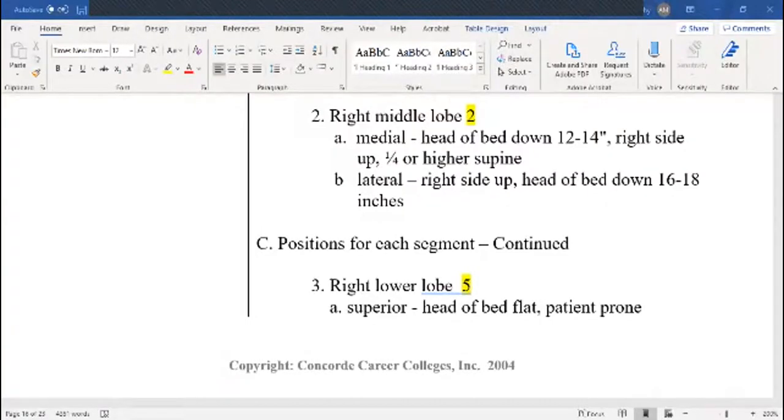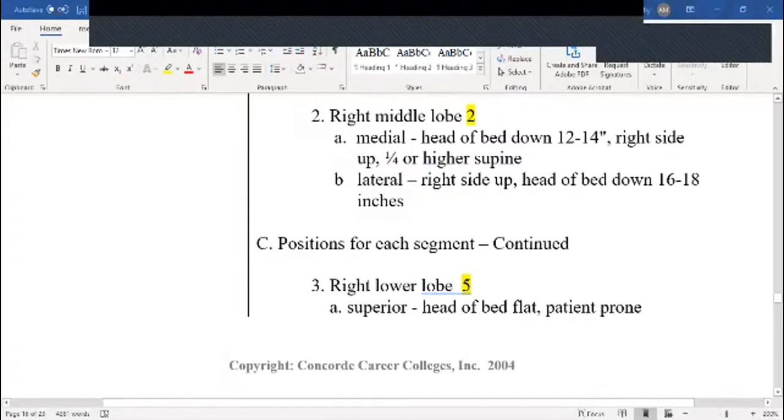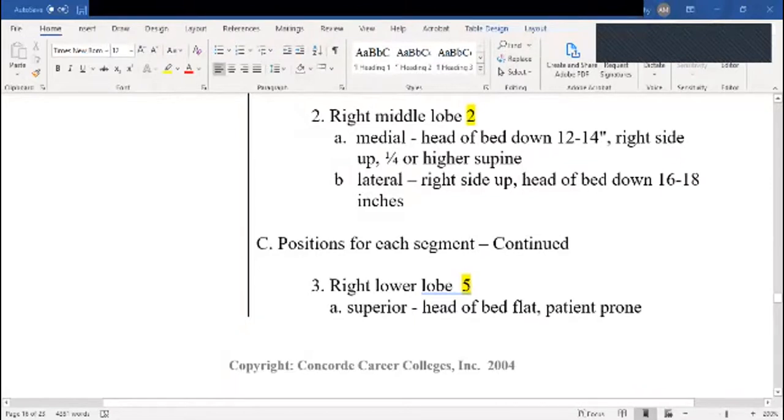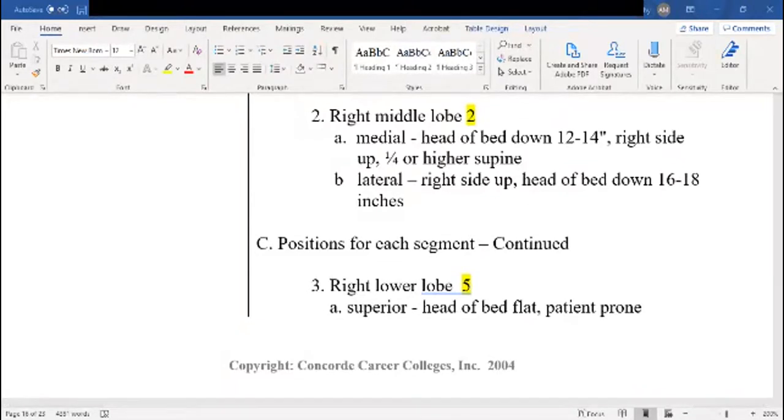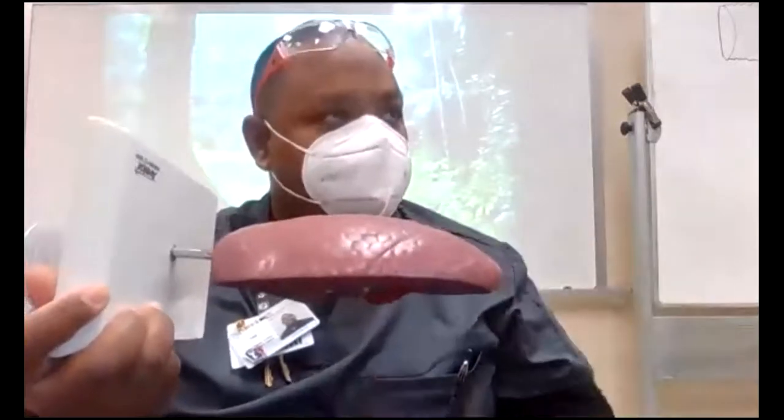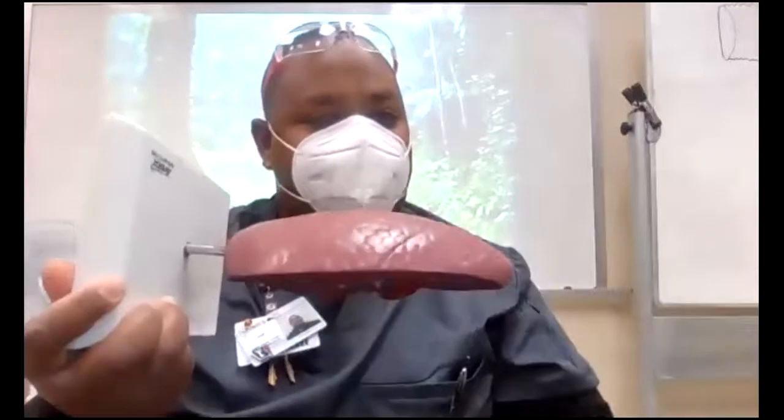All right? Continue. What about my right lower lobe? We already know about the superior, right? The superior segment of the right lower lobe, what happens? Head of the bed flat and the patient is prone. He's laying on his stomach, right? Because this is his front part, this is his back. He's not tilted, no kind of way. He's straight up flat, prone. The whole bed is flat and he's laying on his stomach.